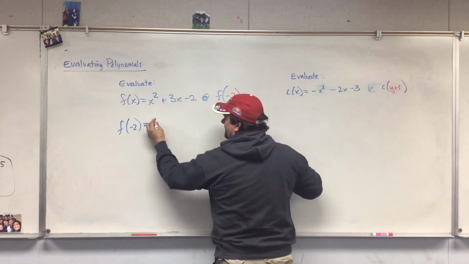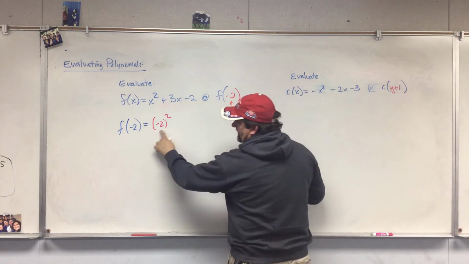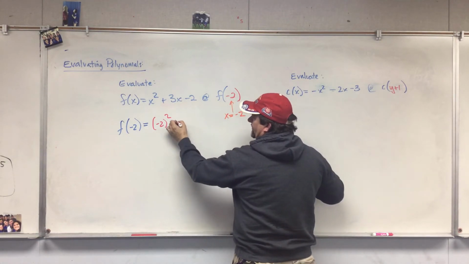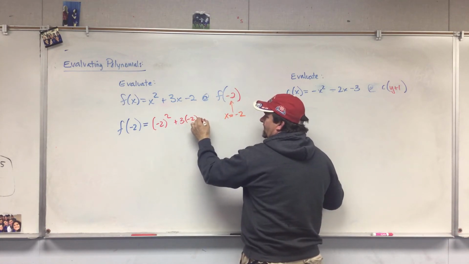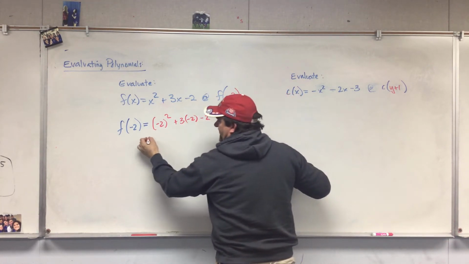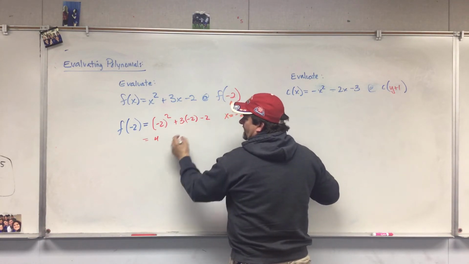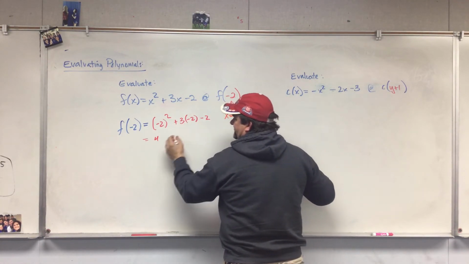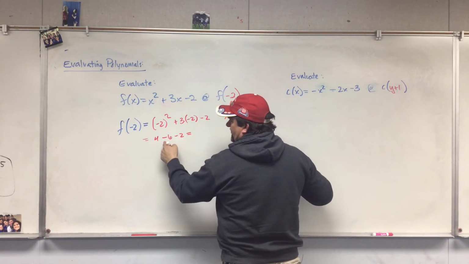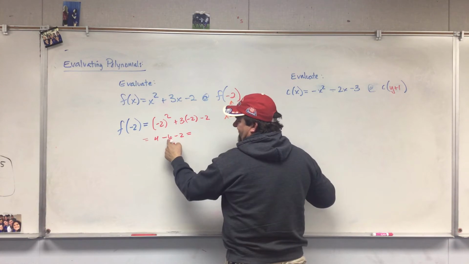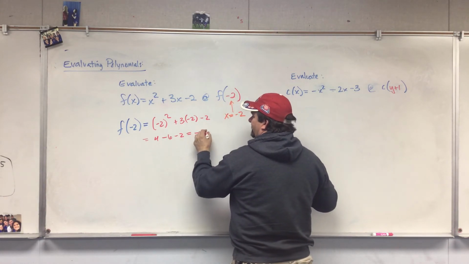Negative 2 squared. If you're using a calculator, those parentheses are super important. Plus 3 times negative 2 minus 2. And then we just evaluate. Negative 2 squared is 4. 3 times negative 2 is negative 6. Minus 2, and then we have 4 minus 2, which is negative 2. Negative 2 minus 2 is negative 4.